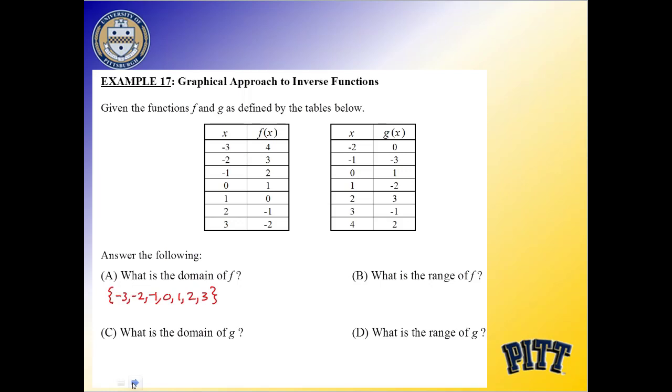So again, if all you have is a table, when you list the domain, it has to be individual values. You cannot give an interval, because an interval means that all values between those are also included. Same thing with the range. The range goes from -2 to 4, but it's only those numbers: -2, -1, 0, 1, 2, 3, and 4. And I look at the domain and range of g, same kind of thing.